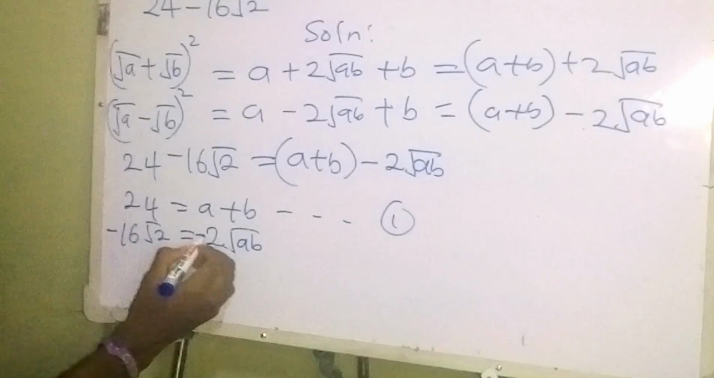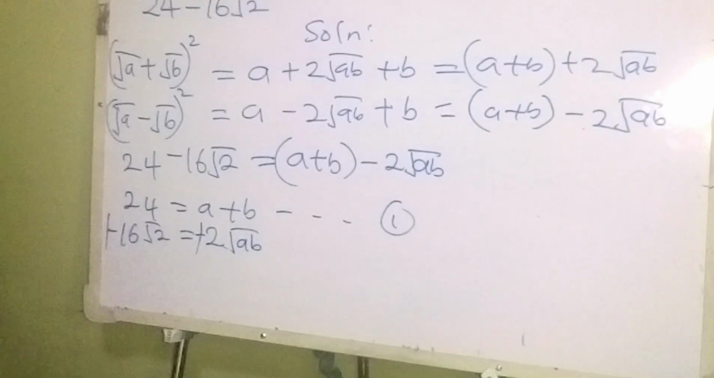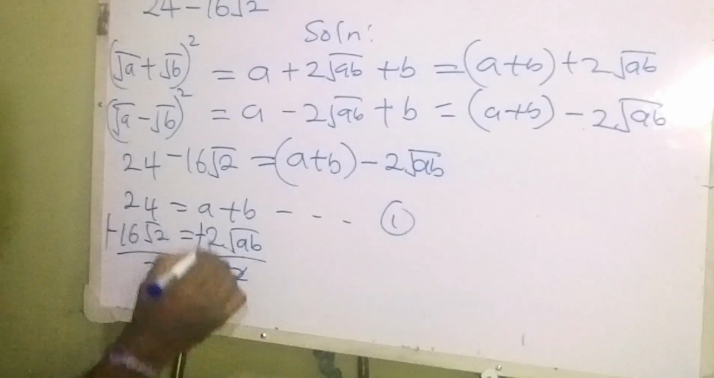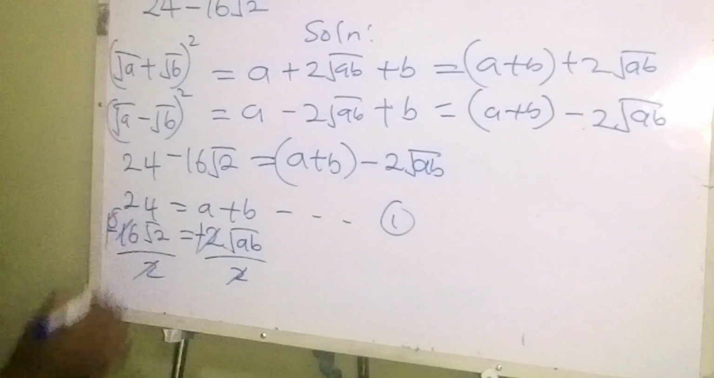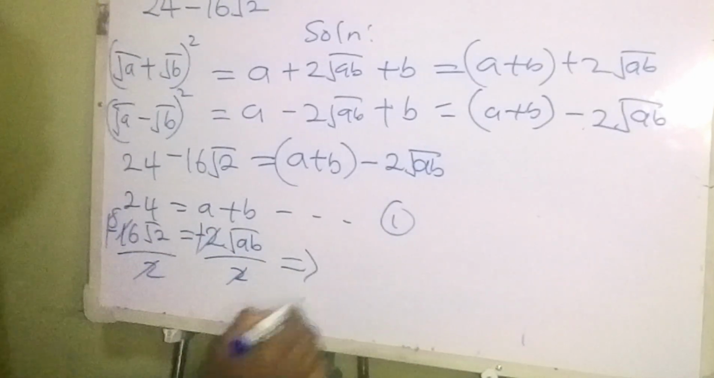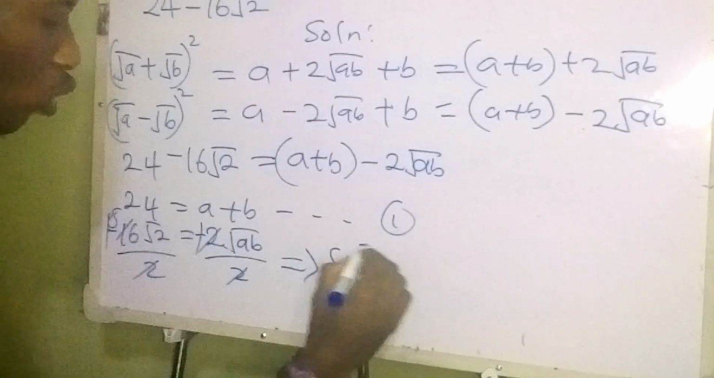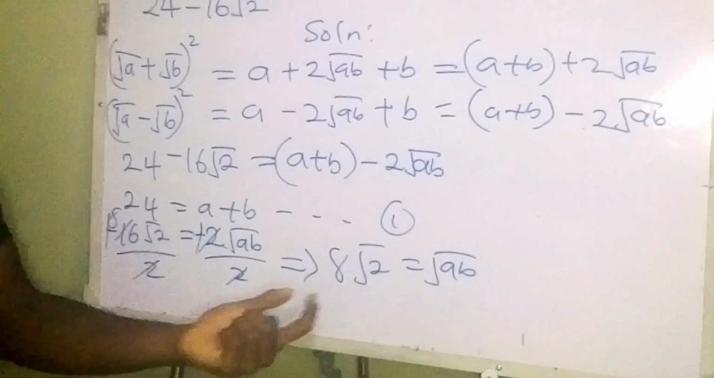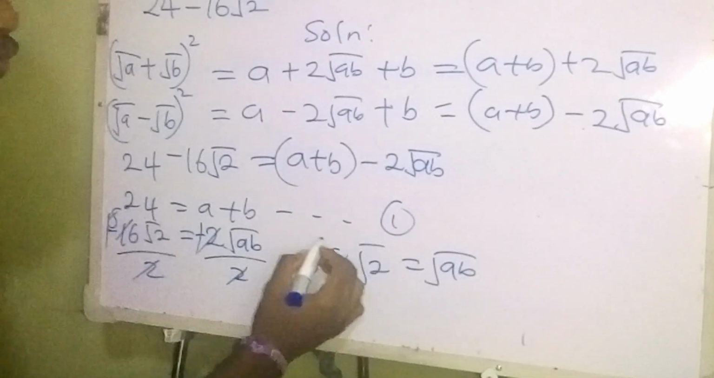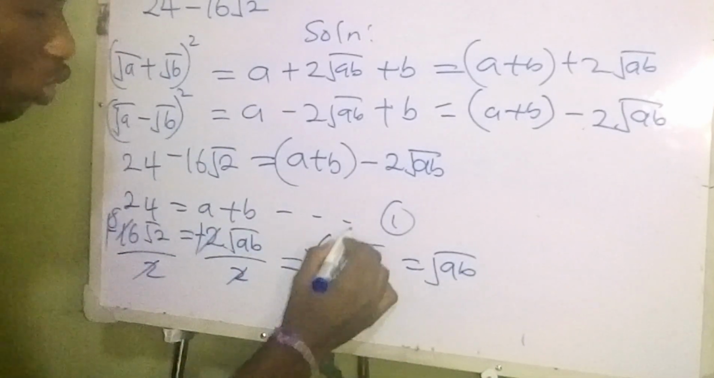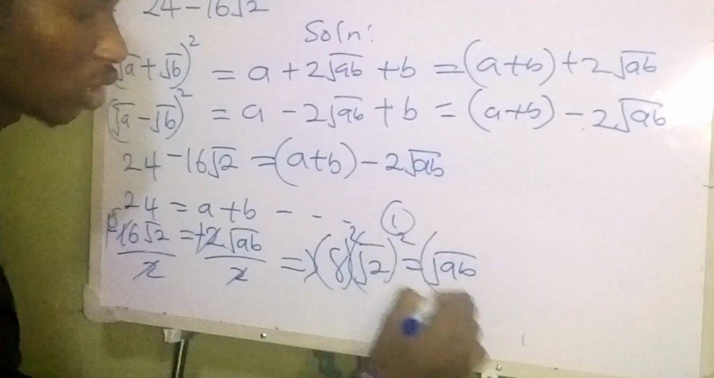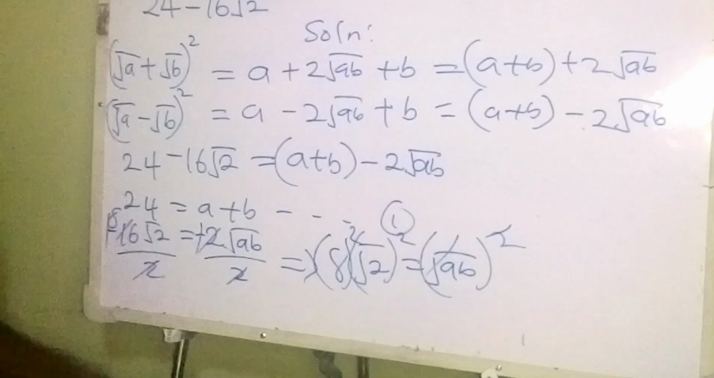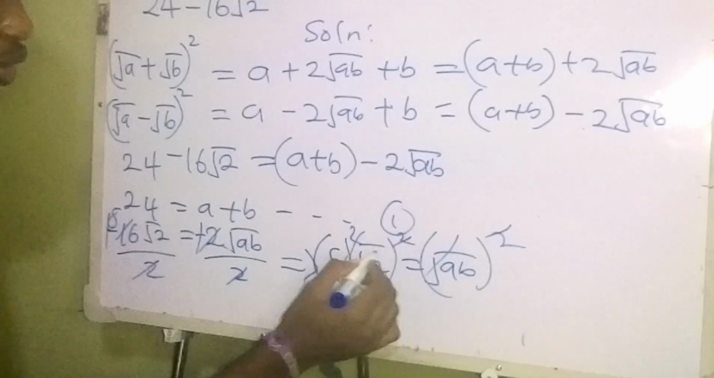Now, these negatives will cancel out. We'll divide both sides by 2, and we have this to be 8. So finally, I can say 8 square root of 2 is equal to square root of ab. Now, in order to open this, I can square both sides. If I square both sides, the square will cancel out the square root. 8 squared is 64.